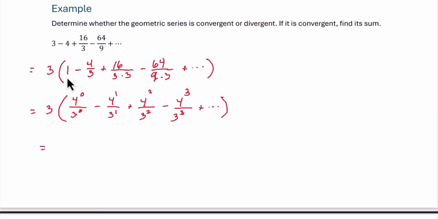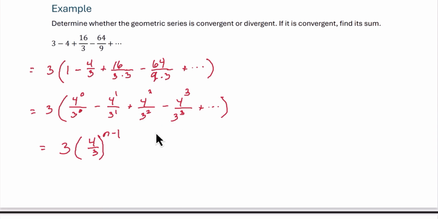So what do we have? We have 3 times, it looks like we have 4/3 as the r, and we're going to raise that to the n minus 1. Once again, let's pause and make sure that is true. If n is 1, we'll get a 0 exponent, which tracks up here. If n is 2, we have 2 minus 1, which is 4/3 to the power 1, and so on.